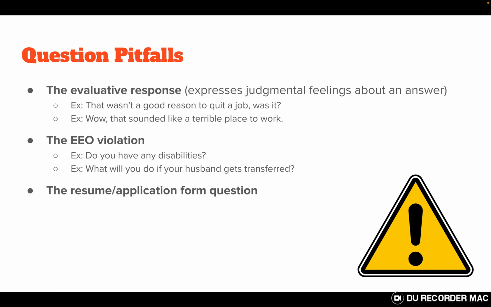And then finally, we have the resume/application form question. This occurs when you ask a basic question that you really could have just found on their resume, and you just waste time. So, where did you get your degree from? You could look that up on their resume. What relevant work experience do you have? Again, you could easily see that on the resume, and at that point, you're just wasting time asking where did you get your degree and what work experience do you have?